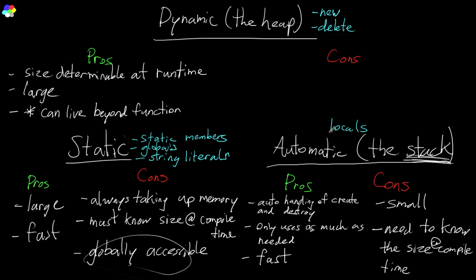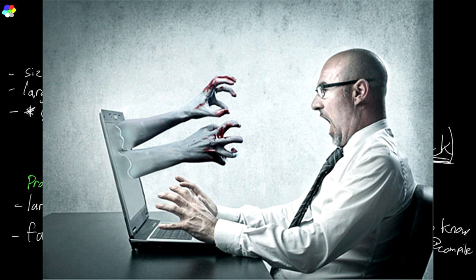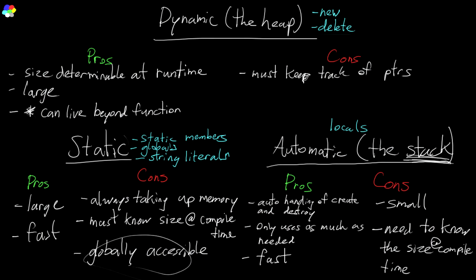If you allocate something inside a function and you return a pointer to it, the pointer is going to point to nothing, because once you leave the function, that stuff is destroyed. But that doesn't happen with dynamic allocation. So this is kind of a pro, but it's also a con, because it can live beyond the function. So if you don't keep track of your stuff, you're going to have stuff that's living when it shouldn't be living, basically zombie memory.